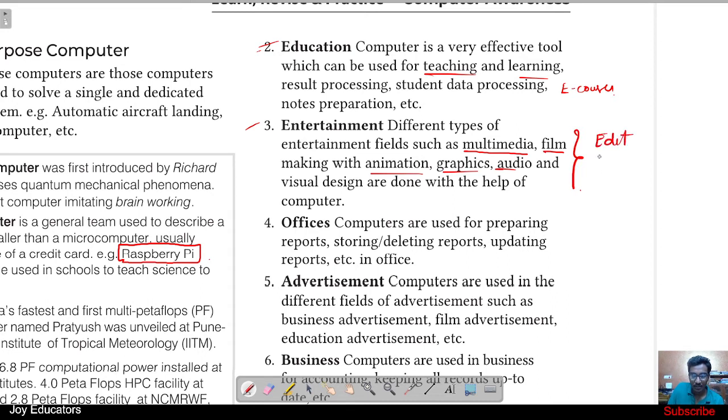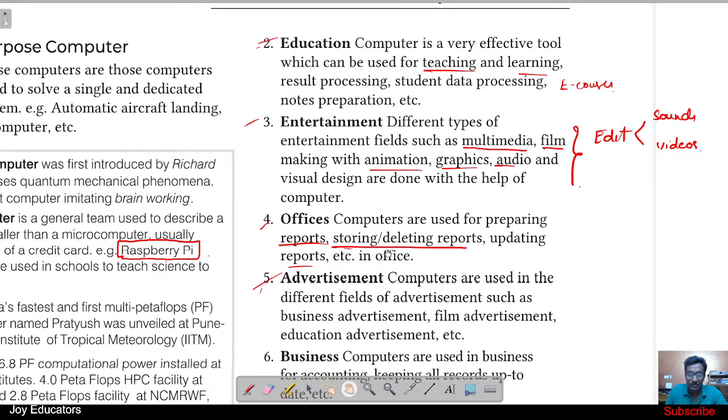Okay, so there is also FL Studio, how to edit sounds, and how to edit videos. Okay, we'll see this. And the fourth thing is offices. So depending upon the reports, the storing or deleting reports, updating of reports. And then we come to advertisements, we can also use it for advertisement in businesses.